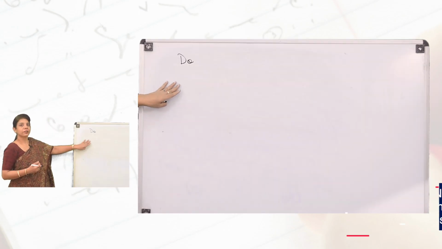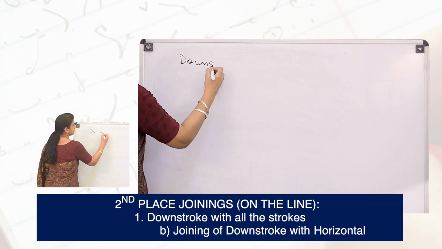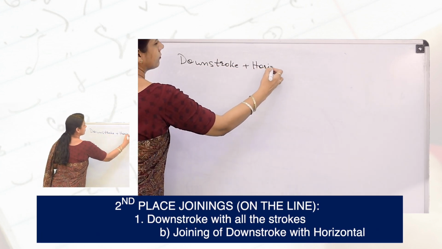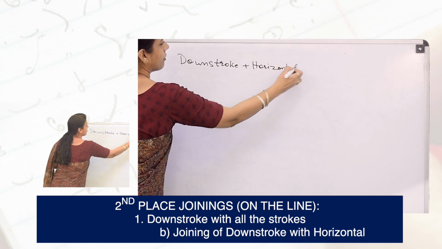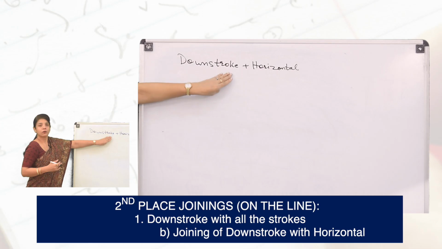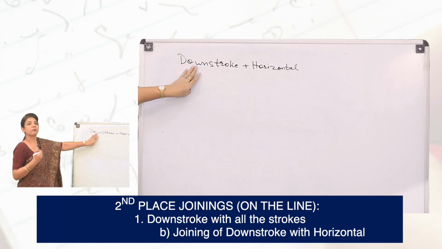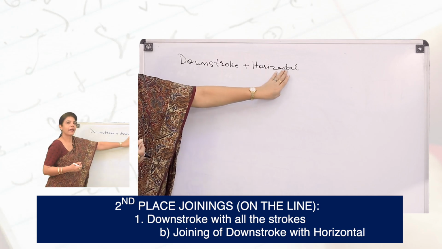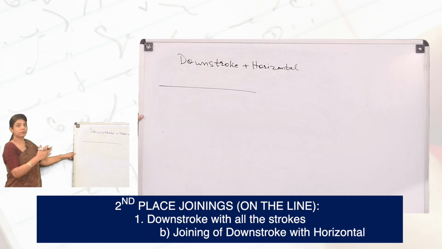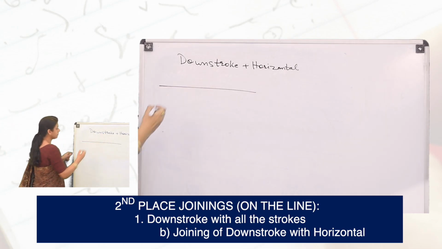Now the next combination is downstroke plus horizontal. We have just covered downstroke plus downstrokes. Now moving towards joining of a downstroke with a horizontal. So that means the first stroke will be a downstroke followed by another horizontal. Now again we are discussing second place. So we have to focus that the first consonant should be on the line.